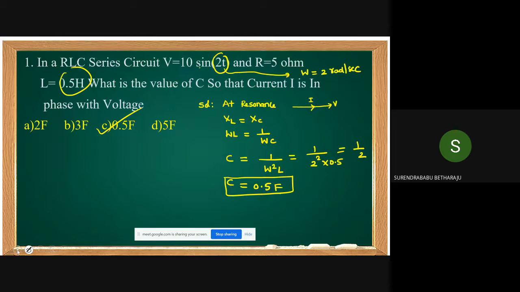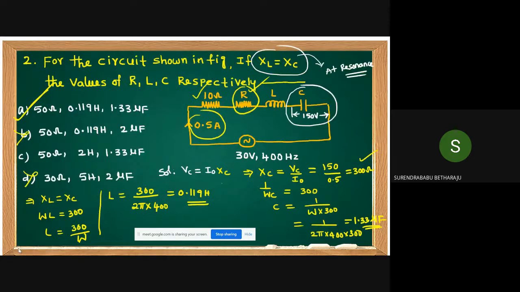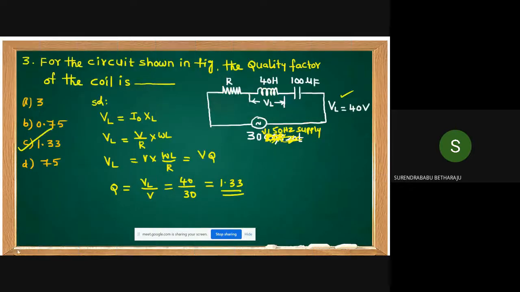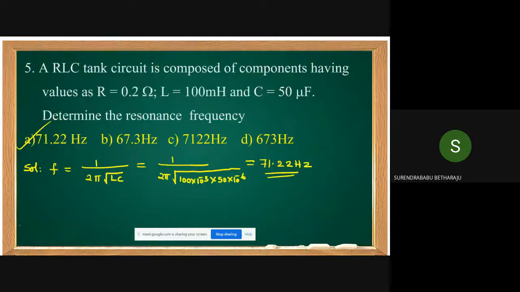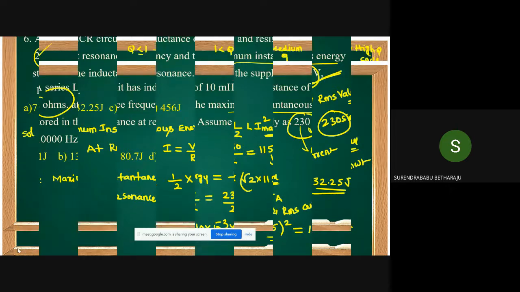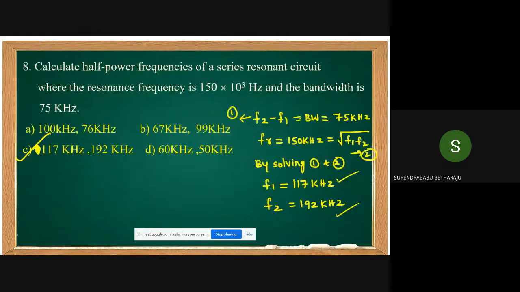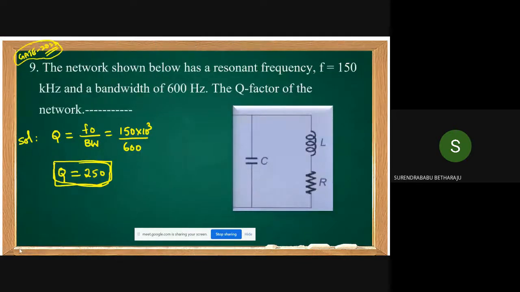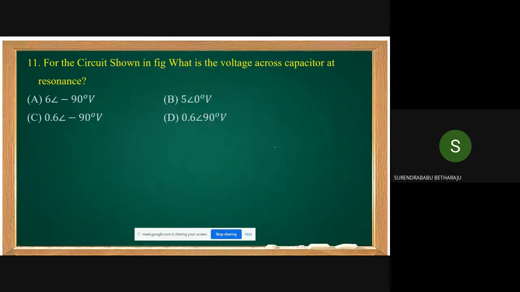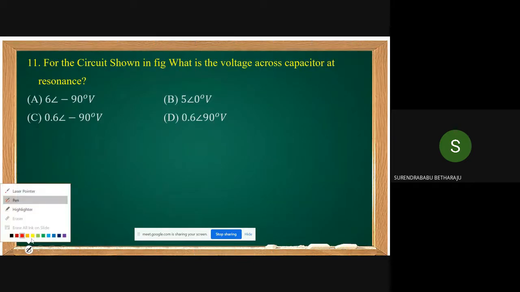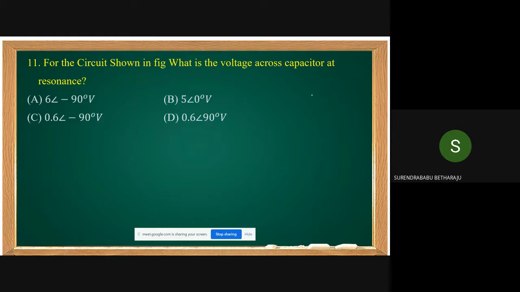In the previous session, all these models of questions with respect to resonance, I have already covered. The next one is a continuation of that, the next model of question. For the circuit shown in the figure, here the circuit is missing. I'm drawing this one. This is the given circuit.